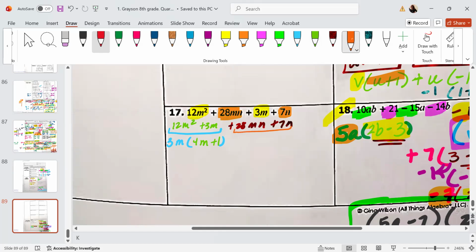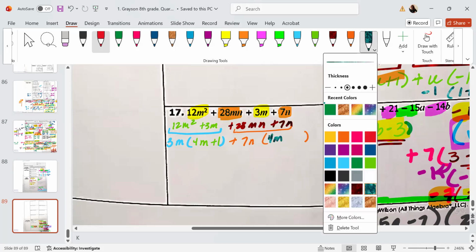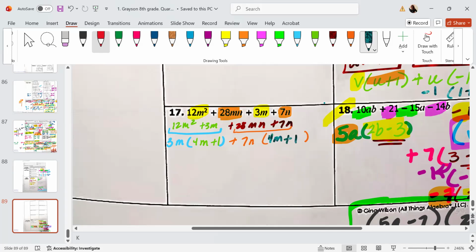Now let's take a look at the second part right here. What can you take out? If we get a 7, n. Good. What goes back inside? 4m. Good. Now this one's not that difficult.